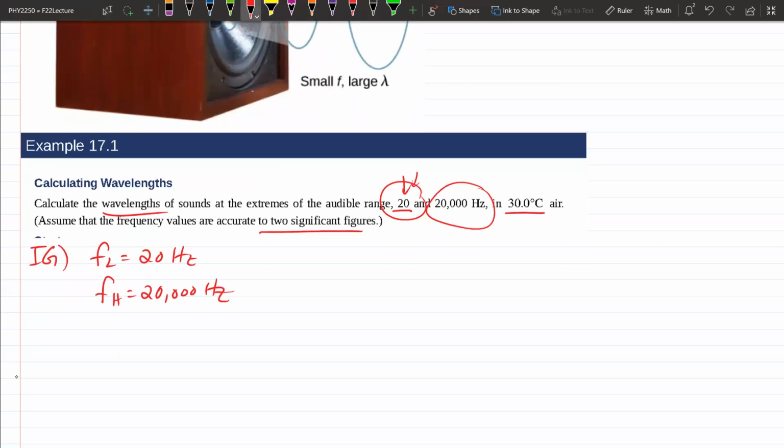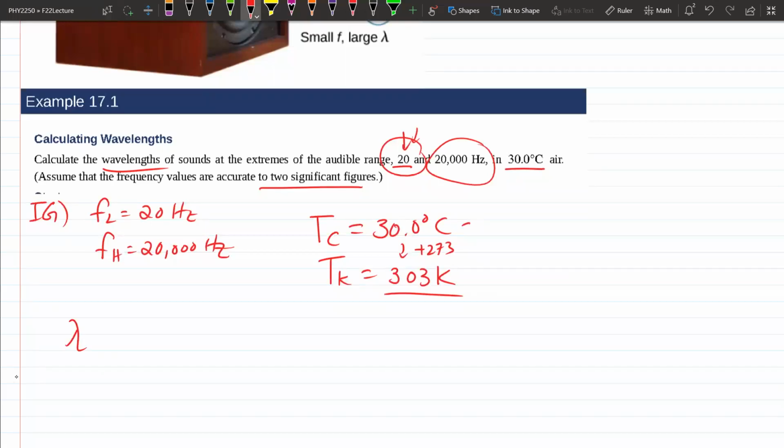The other information we're given is actually just temperature in Celsius, 30 degrees Celsius. In fact, what I'm going to do is convert this to Kelvin by adding 273 to it, which comes out to 303 Kelvin, just so I have both numbers around. What they ask you to figure out is, what is the wavelength for a low frequency sound, and the wavelength for the high frequency sound?